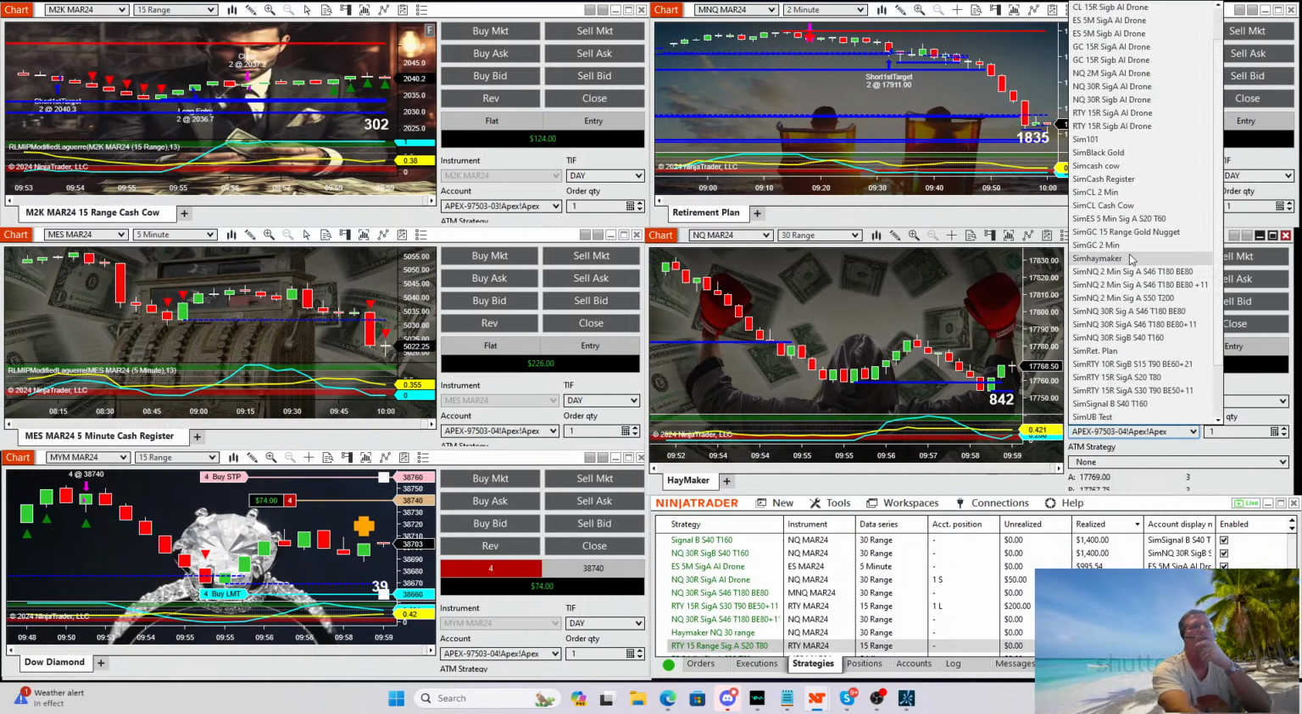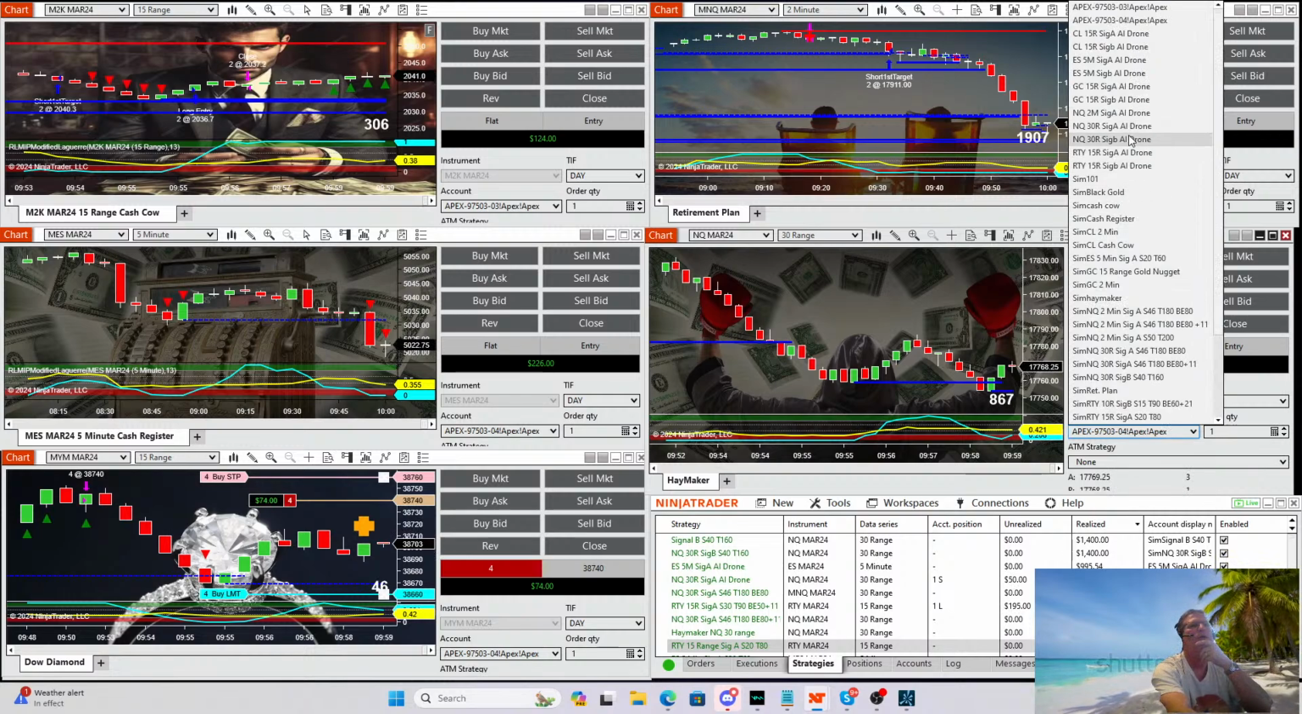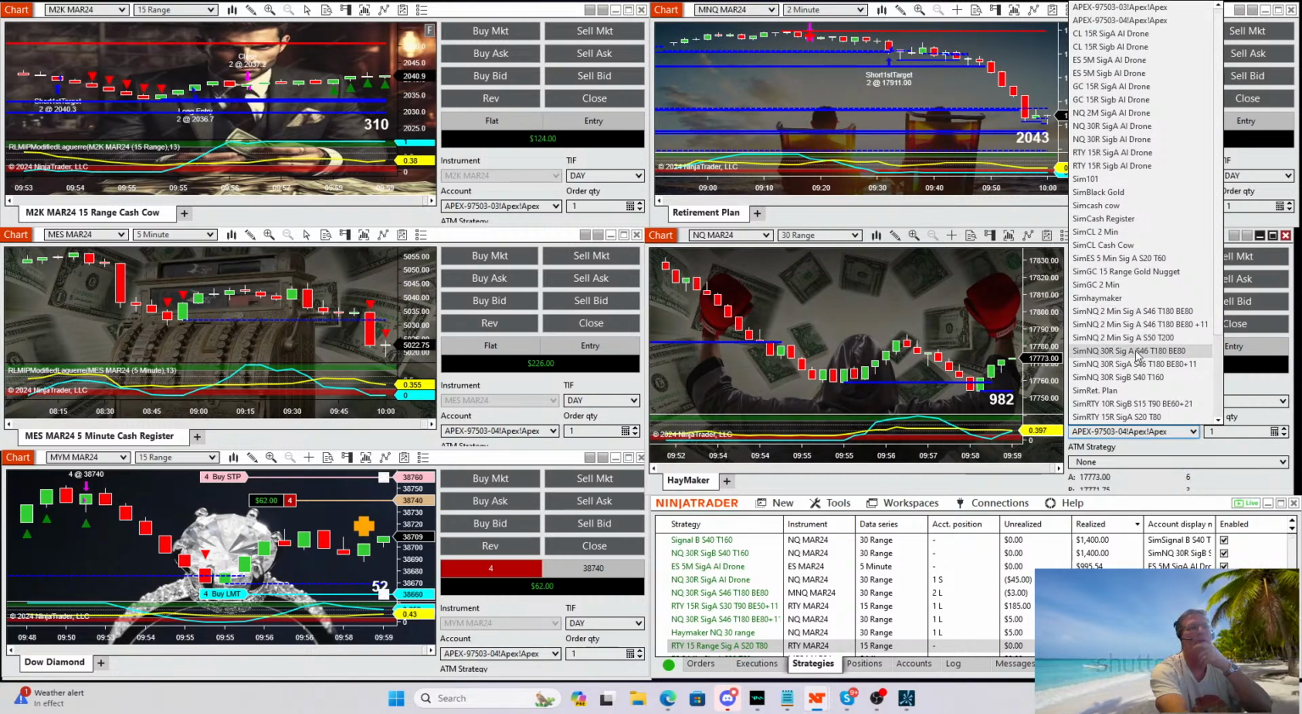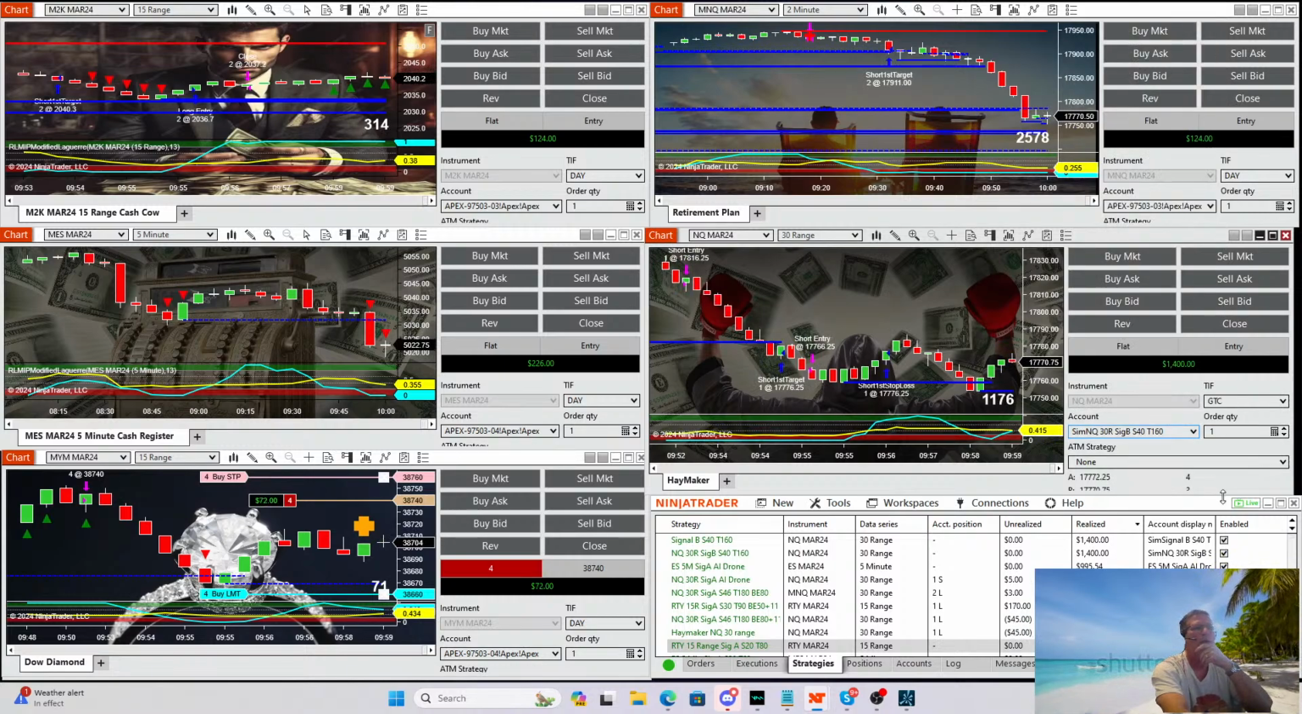NQ30 range. The Signal B's really doing great. Order submitted. Let's put it on the Signal B. This is the hottest strategy right now. Might have a retracement here. Headed back up.